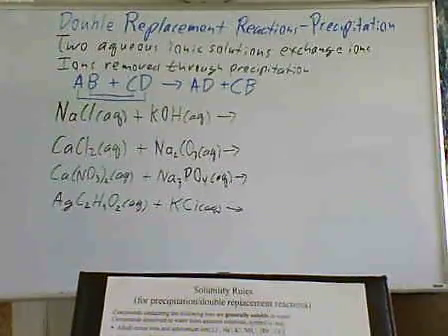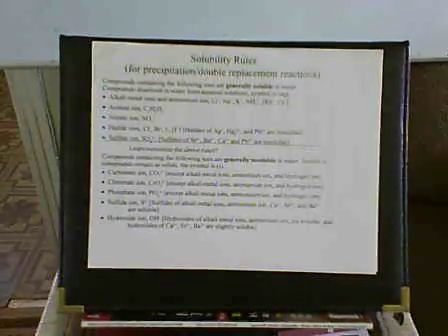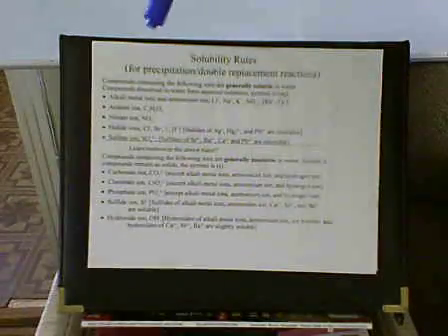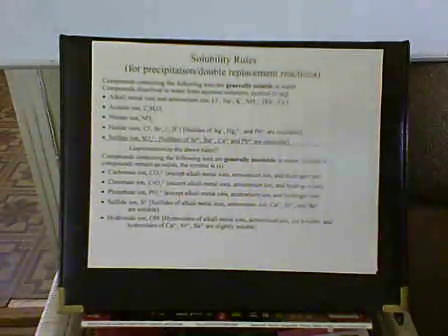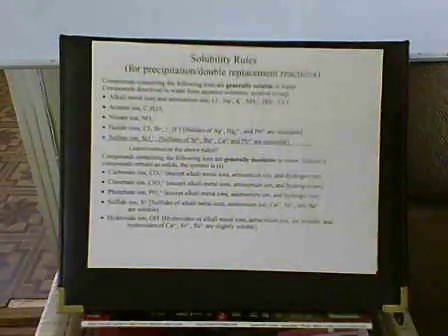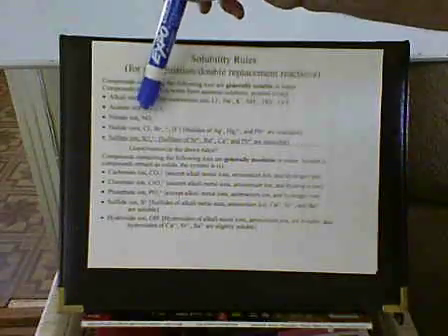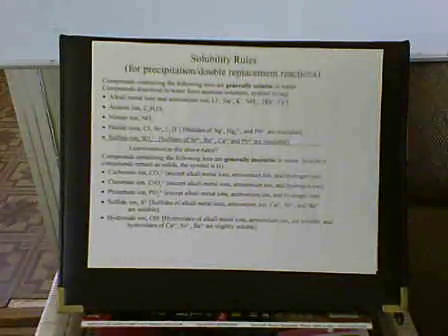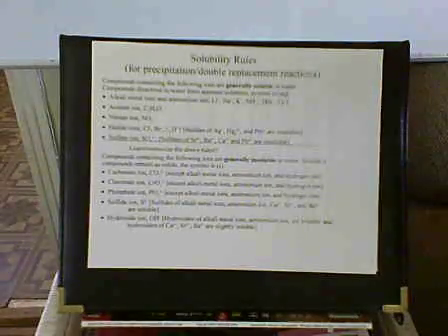So to identify that, we need solubility rules. Ionic compounds containing alkali metals and the ammonium ion are soluble. Compounds containing the acetate ion, C2H3O2-, are soluble. Compounds containing the nitrate ion, NO3-, are soluble. These don't have any exceptions, and these overrule the later, primarily insoluble rules.